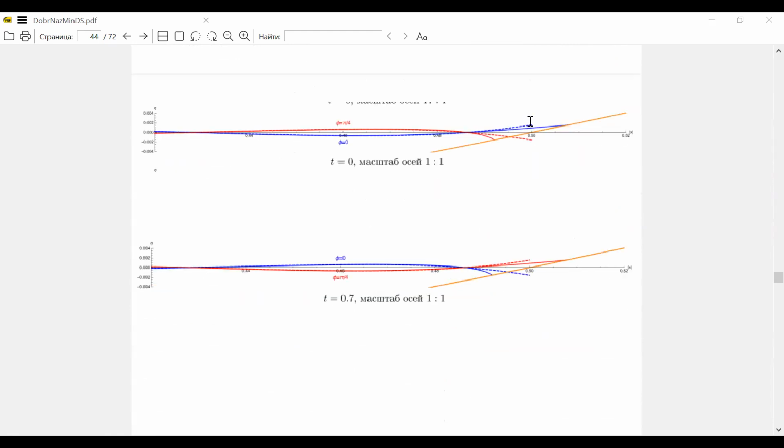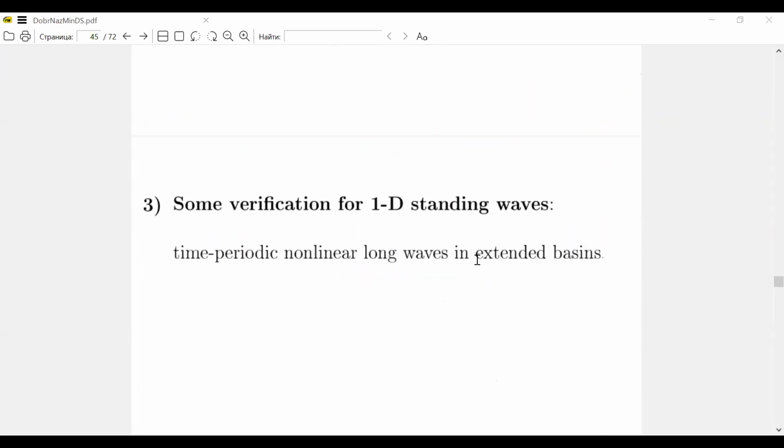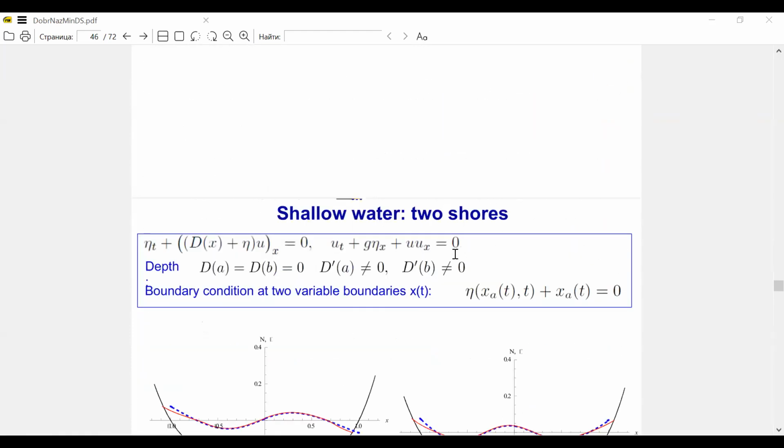You see, this is different at different points of the shore. The dotted lines are the linear solution. And when we reconstruct it via our transformation, you see this is the splash and so on. Not at all.